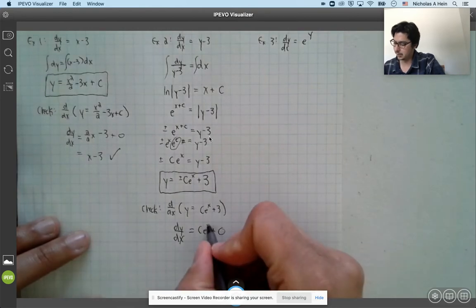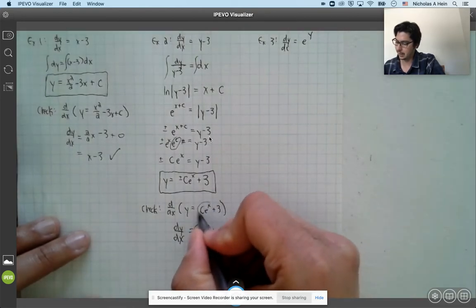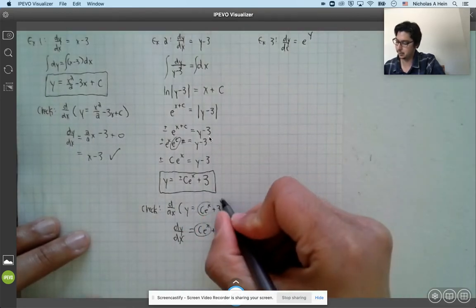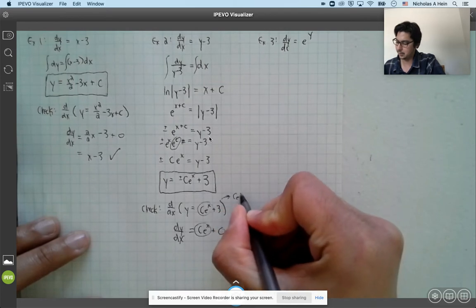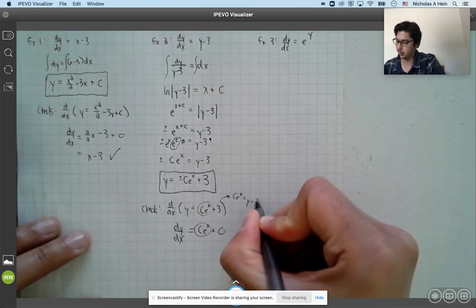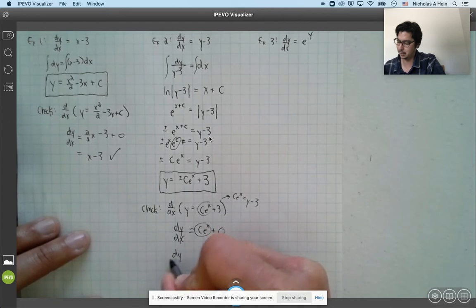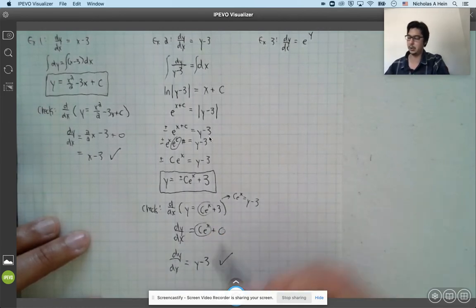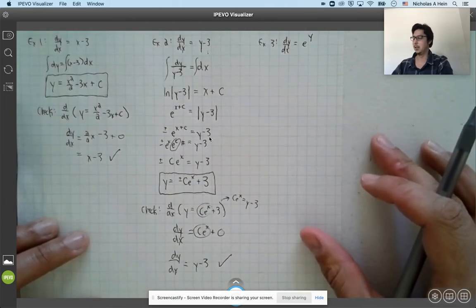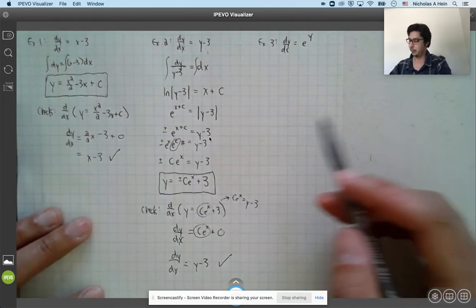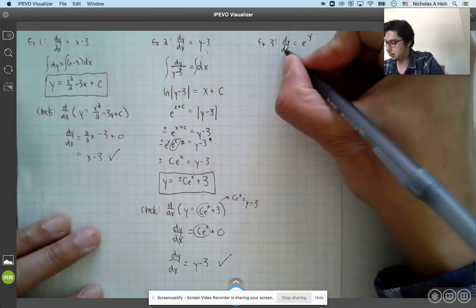Now, notice that c e to the x, if I was to use this equation up here, c e to the x is equivalent to y minus 3. So if I resubstitute that back in, I'd get dy dx is equal to y minus 3, which is my original differential equation. And the very last one, dy dx equals e to the y.